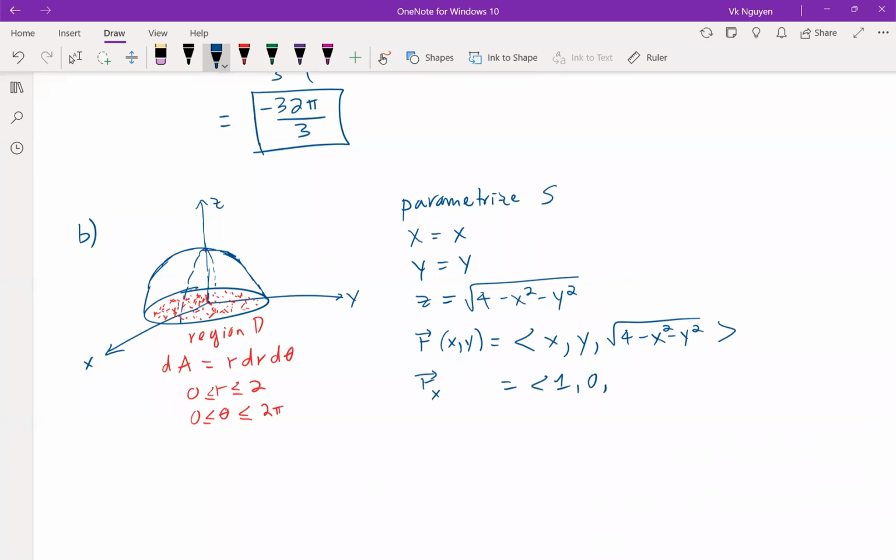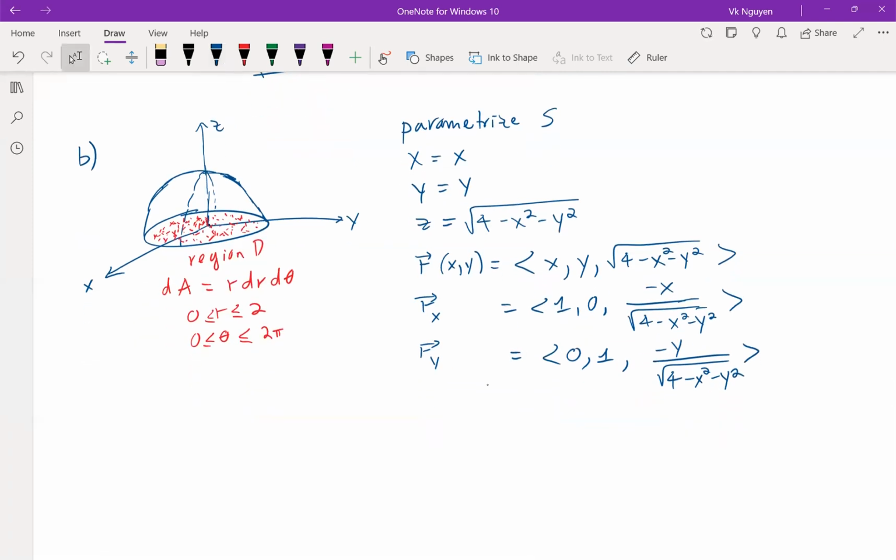Oh, what do we have here? With respect to x, this one is going to be negative 1 over 2 root, and I'm going to work it out and simplify, right? And then you have to multiply by minus 2x, so minus x over the root. For r_y, it's 0, 1, and similarly it should be minus y over the root of 4 minus x squared minus y squared.